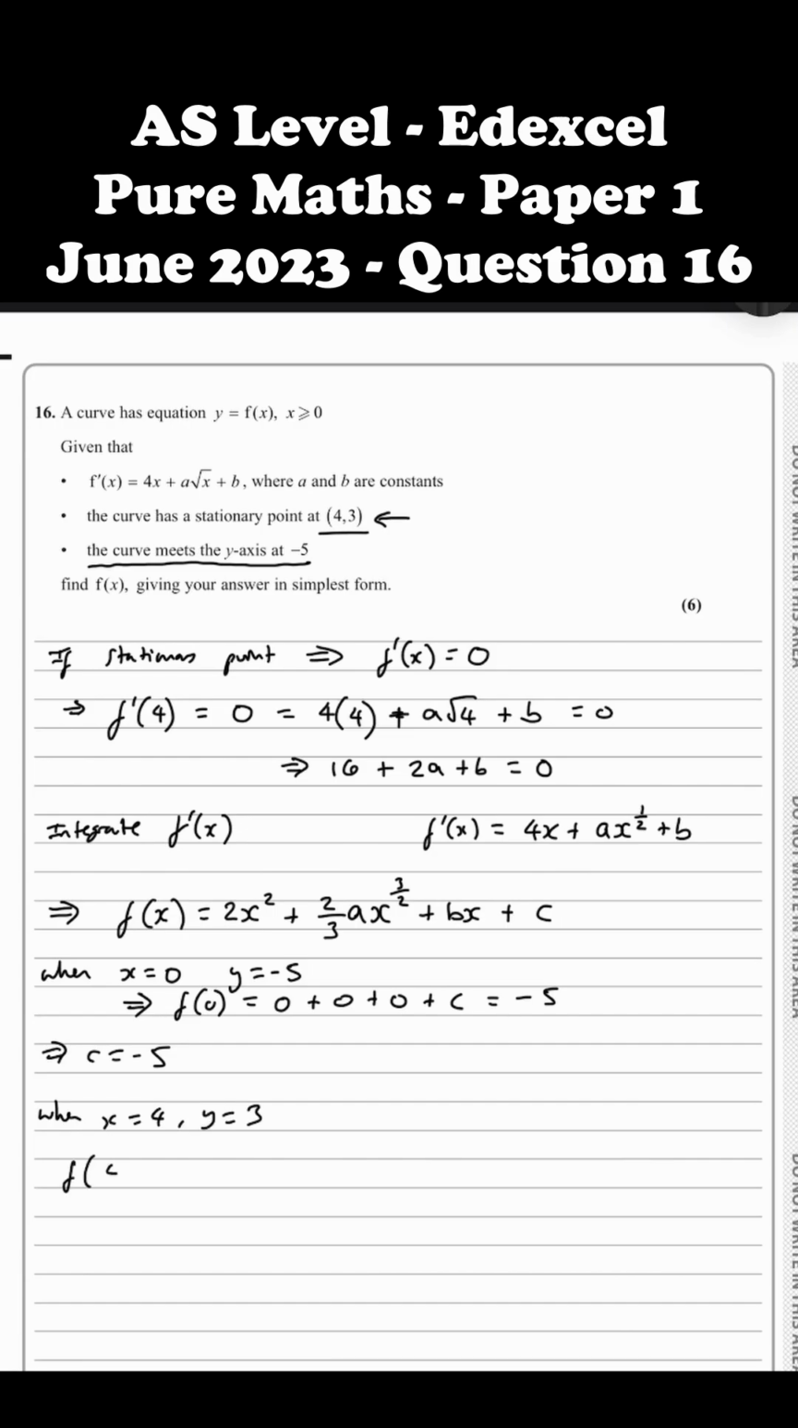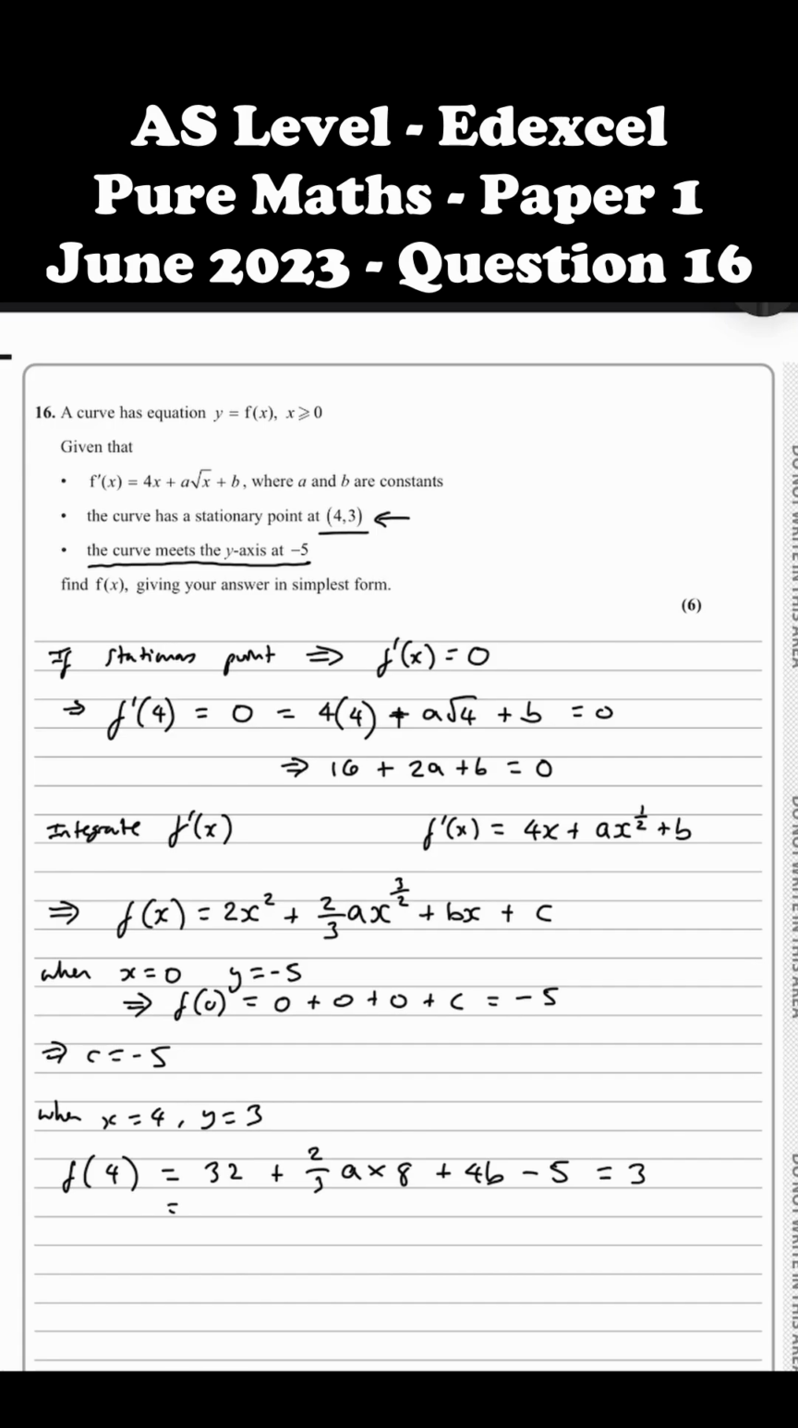Because we are told that point on the curve. So if we say f of 4, we have 2 times x squared, which is going to be 2 times 16, so 32, plus 2/3 lots of a times x to the 3 over 2. So that's going to be 4 cubed square rooted, which is just 8, because 4 cubed is 64. Square rooted is going to be 8, plus 4b minus 5. And we know that equals 3.